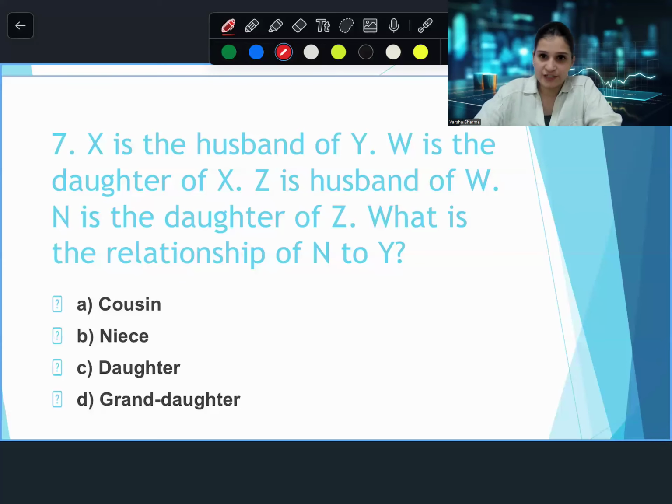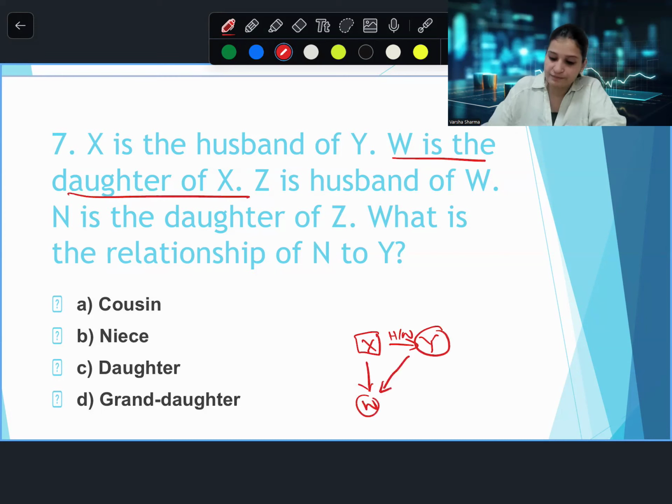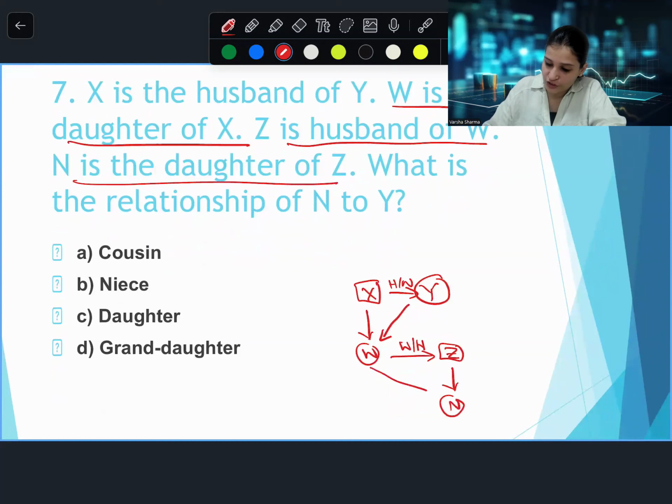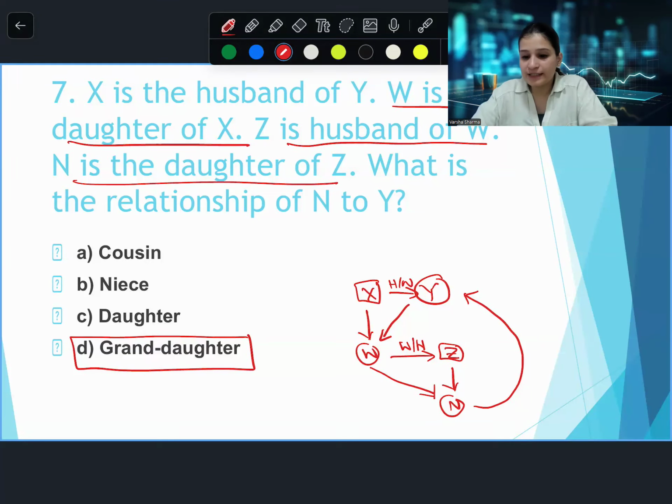Granddaughter. X is the husband of Y. So Y is the wife. W is the daughter of X. So W is also the daughter of Y. Z is the husband of W. N is the daughter of Z. So N is also the daughter of W. What is the relationship of N to Y? 3 generations. So granddaughter. Anyone has a doubt? No, ma'am.